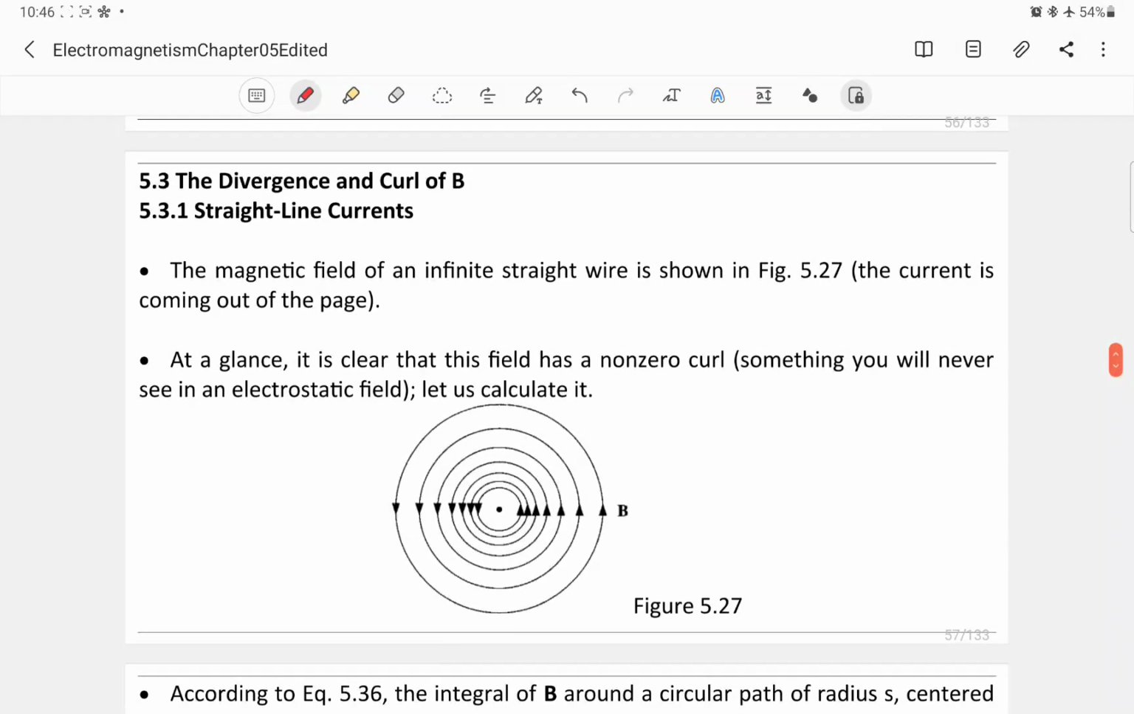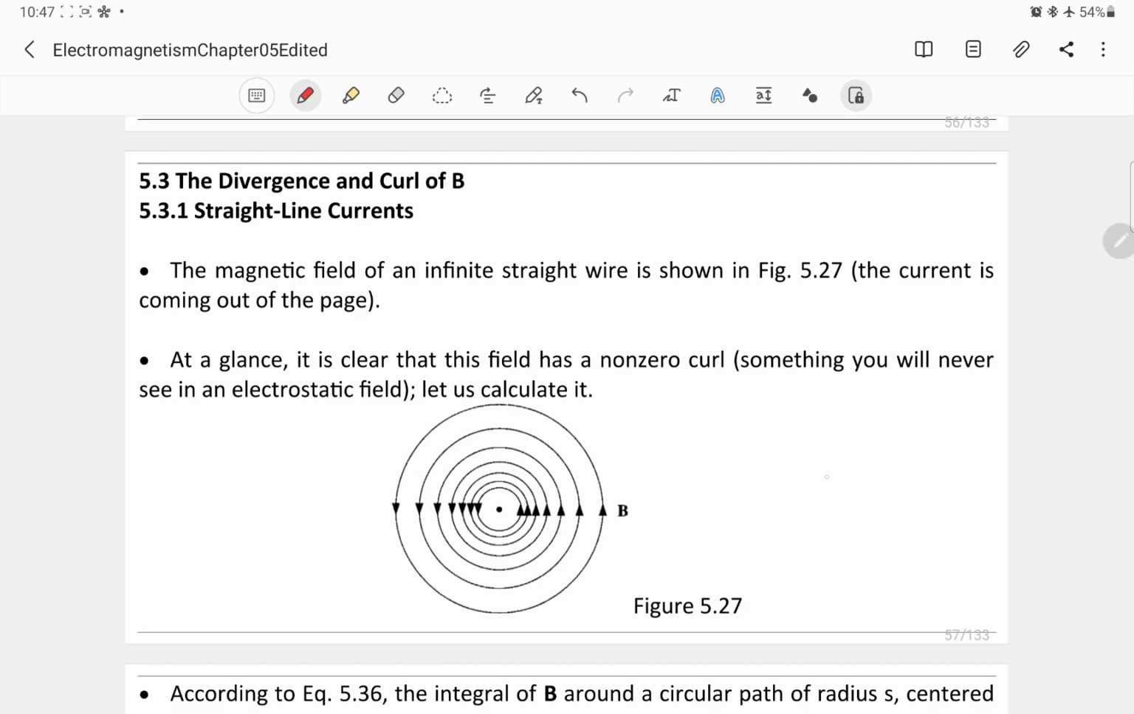Of course, the divergence of the magnetic field is 0, but the curl will not be 0, because it curls around a source, as you can see in figure 5.27. Or maybe we could discuss it now. The magnetic field of an infinite straight wire is shown in 5.27. The current is coming out of the page. So if you look at this, you will see that it has non-zero curl.